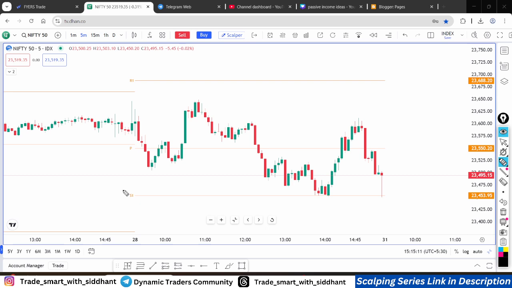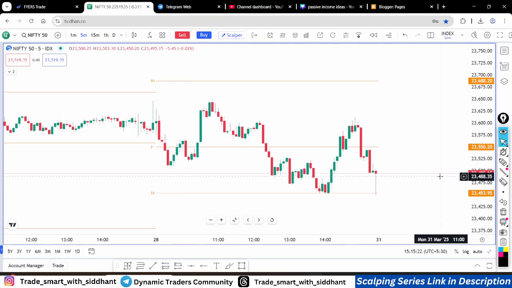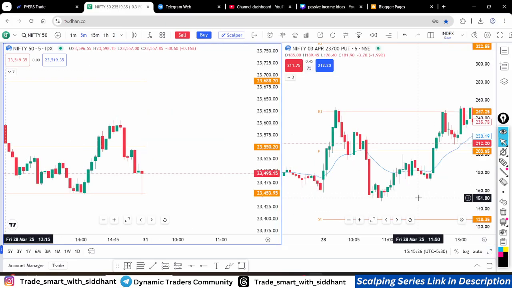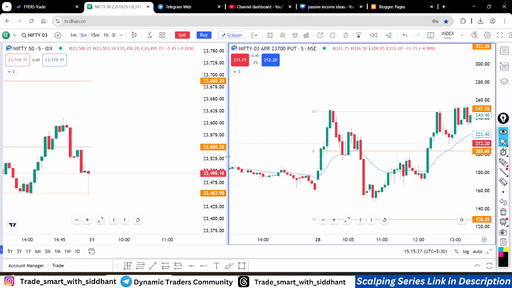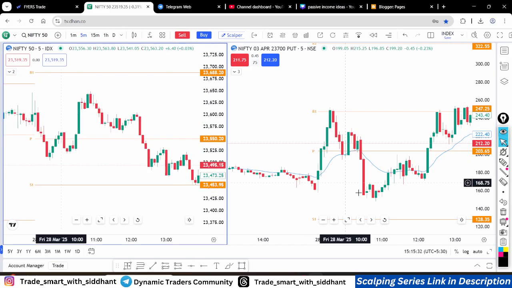Now one more scenario is here, but I will explain it in the premium chart, in order for you to understand it, because the main thing is this: this is an index chart, we get a view from here, we get a direction from here, but the main trade we take is in the premium chart. We will keep it side by side in order to understand how we take the trade.